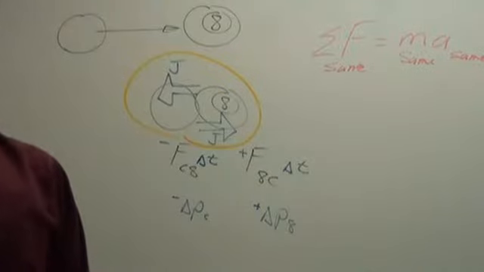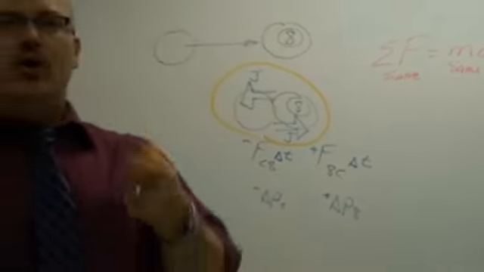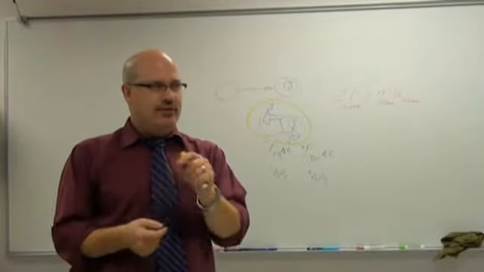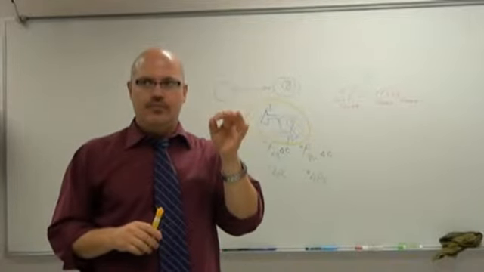There's no change in momentum. Do you see that the change in momentum of each ball is equal and opposite? Therefore, when you add up everything that's interacting, the total momentum change of the system is 0. It has to be 0.